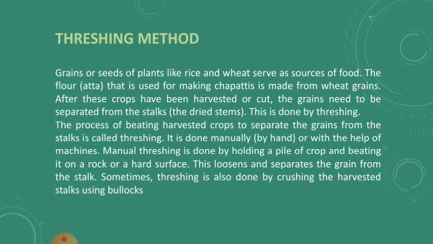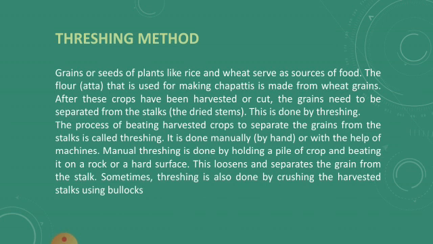Threshing method. Grains or seeds of plants like rice and wheat serve as a source of food. The flour that is used for making chapatis is made from wheat grains. After these crops have been harvested or cut, the grains need to be separated from the stalks. This is done by threshing. The process of beating harvested crops to separate the grains from the stalks is called threshing. It is done manually or with the help of machines.